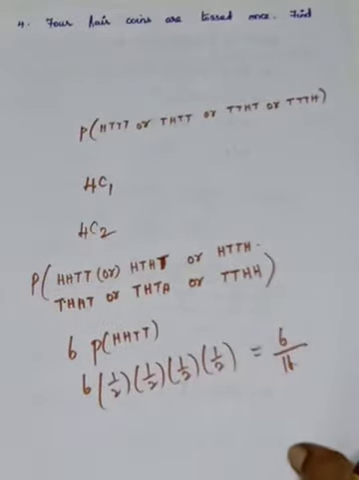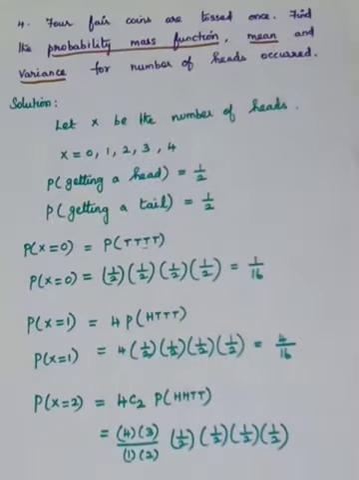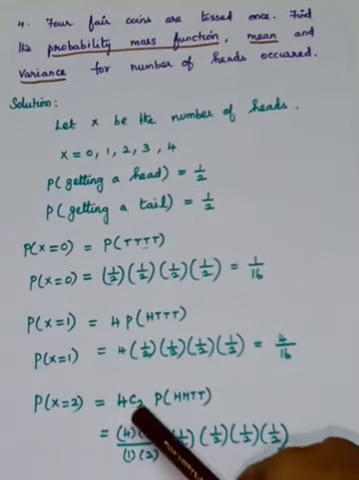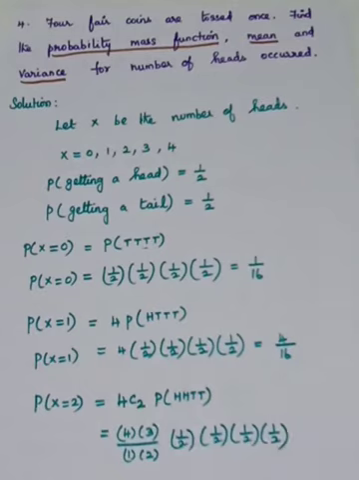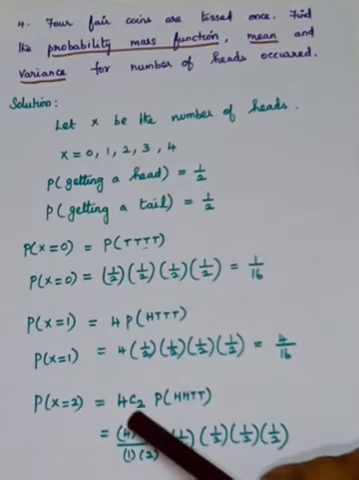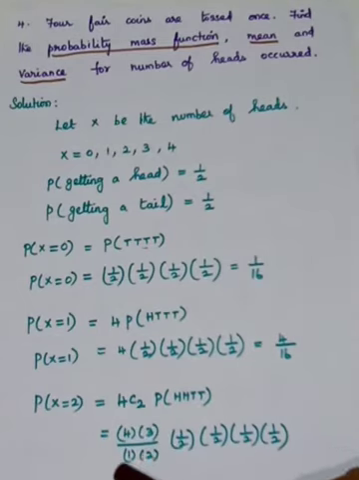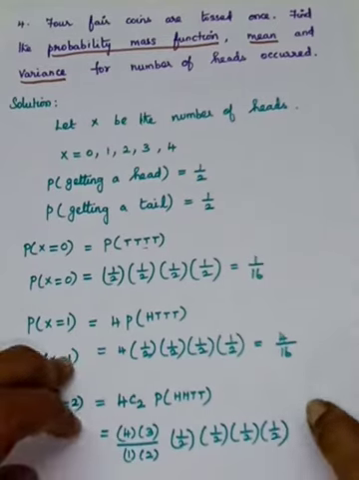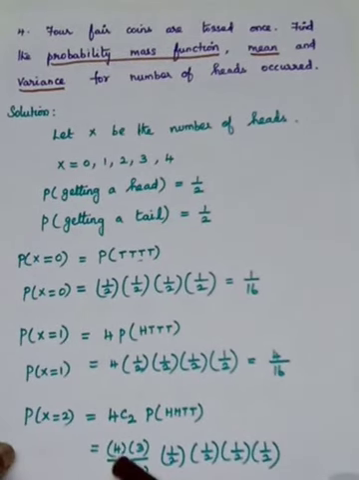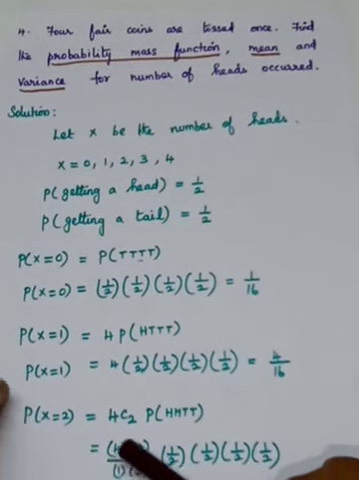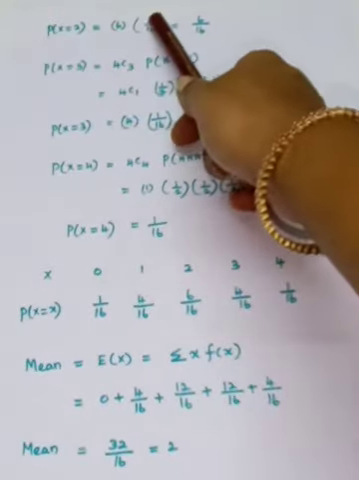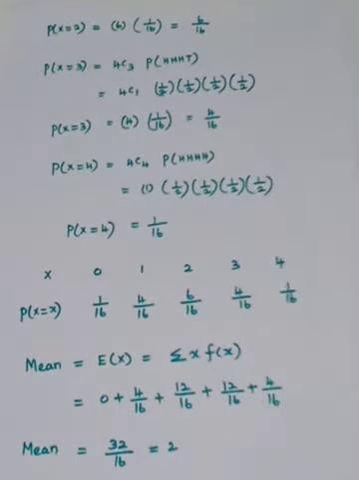Instead of writing each event separately, we can go for the combination method. So out of 4 coins, 2 coins having head. We have to select the coins which have head. Therefore it can be written as 4C2. This 4C2, if we evaluate, you will get 6. You see that the 2 and 4 get cancelled, so here we have 2 3s are 6. So 6 into 1 by 16, that is equal to 6 by 16.